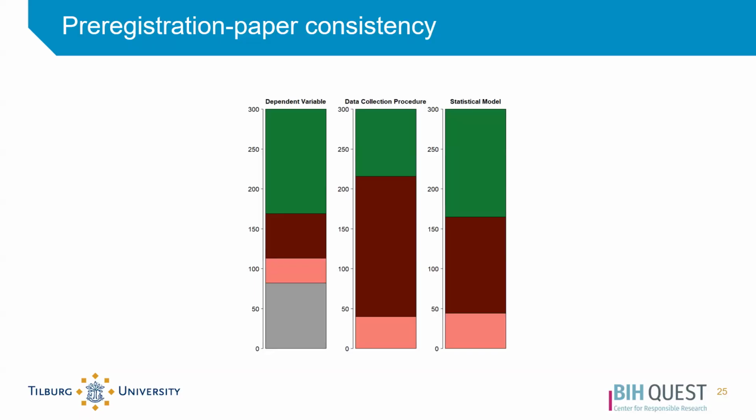This is especially pronounced for the data collection procedure. So this also includes the sample size. It was often different from the pre-registration, where they said, okay, we want to test 200 people, and they tested maybe 215 or something. And the statistical model, which is also a big one, they sometimes just change that. In a pre-registration: okay, we're going to do an ANOVA with these variables. And then in the paper, they did maybe not an ANOVA, or they added a covariate, for example. So these are examples of changes, and these were quite frequent.